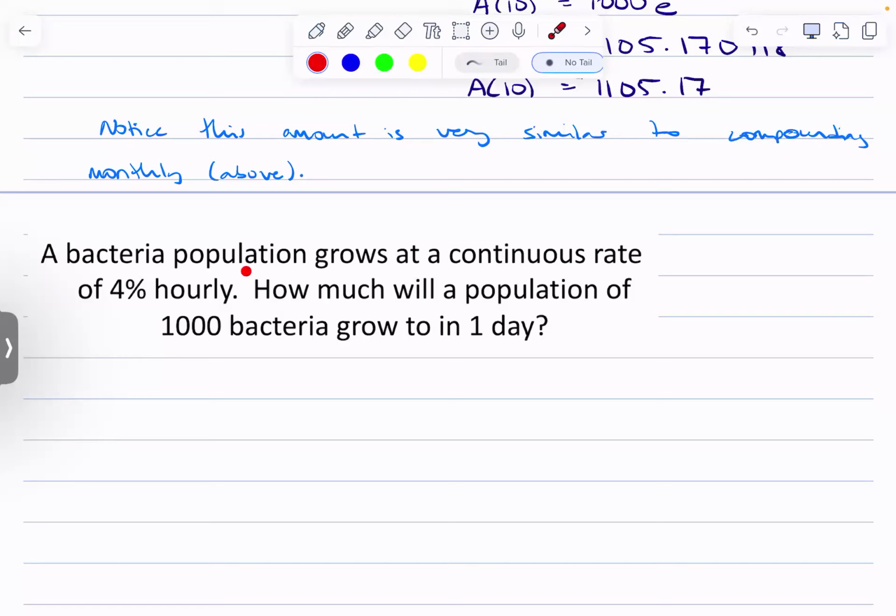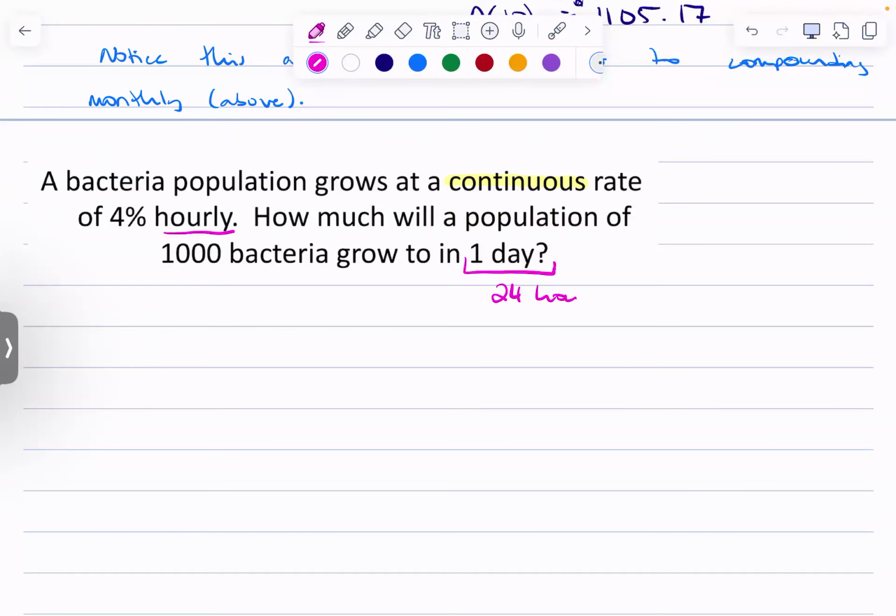How about a bacteria population that grows at a continuous rate of 4% hourly? The reason we have to pay attention is because we use a slightly different formula, so just to pick the right formula. Now, this rate is hourly, so we want to pay attention to that. How much will a population of 1,000 bacteria grow to in one day? We want to make sure that our rate and our time frames match. So one day is 24 hours.